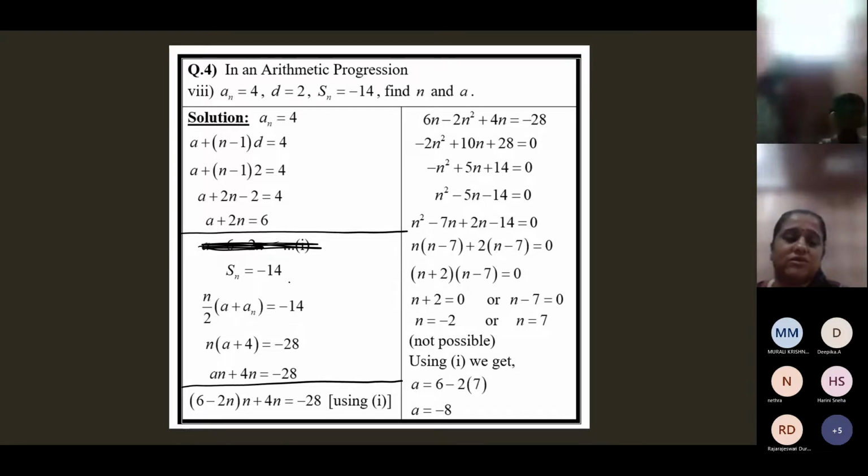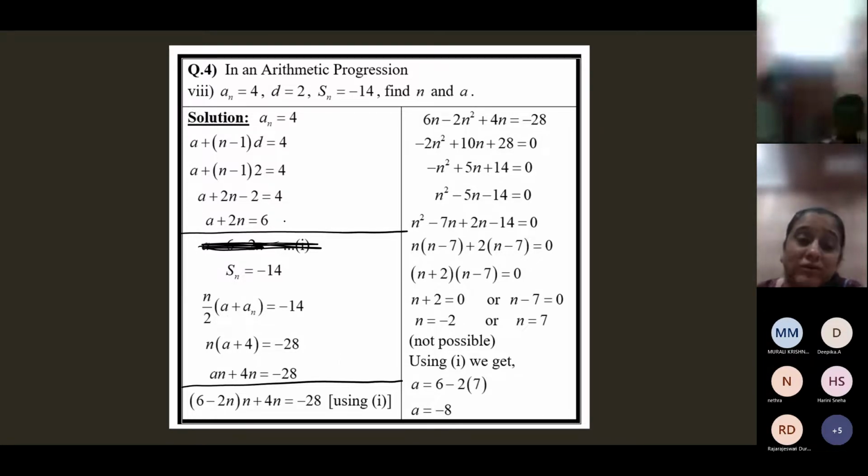S_n is equal to minus 14. n by 2 of a plus a_n. Even if you use n by 2 of 2a plus n minus 1 into d, you will get the same thing. You can try that. Same equation you will get. So S_n is equal to minus 14, children, and in this formula we only know the value of a_n, so substitute that. And then when you multiply n with every term inside the bracket, this is what you get. And here also you realize that there are two unknowns, a and n. Working this, you cannot find a or n.